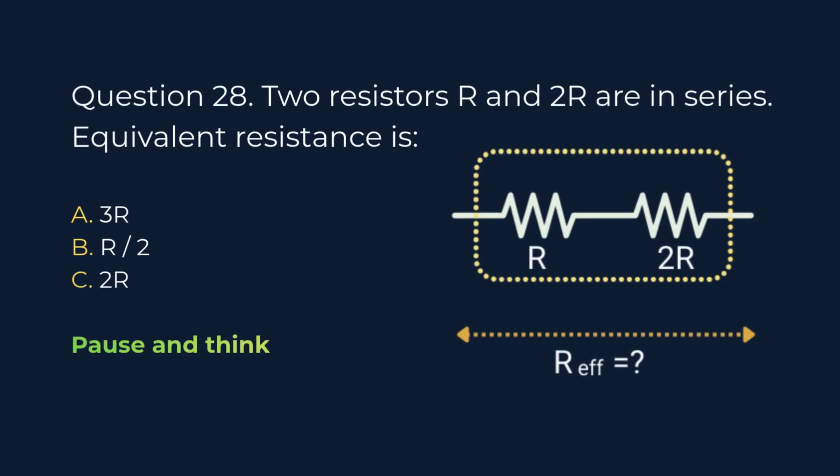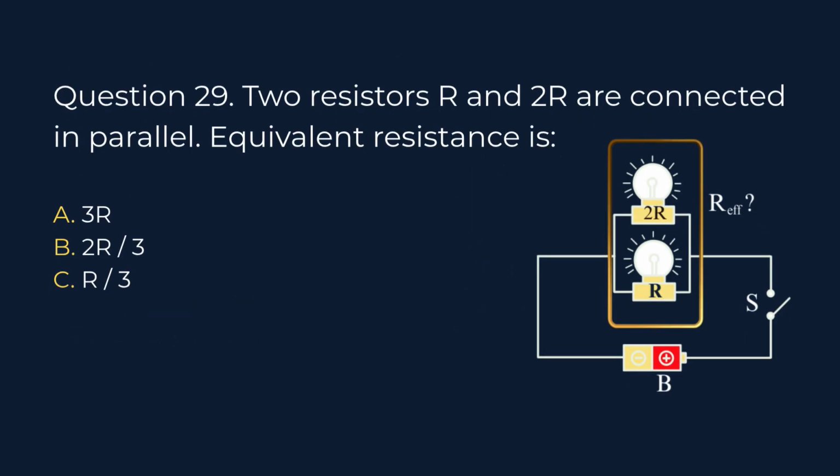Question 28. Two resistors R and 2R are connected in series. The equivalent resistance will be A 3R, B R by 2, C 2R. Question 29. Two resistances R and 2R are connected in parallel. The equivalent resistance will be option A 3R, option B 2R by 3, C R by 3.